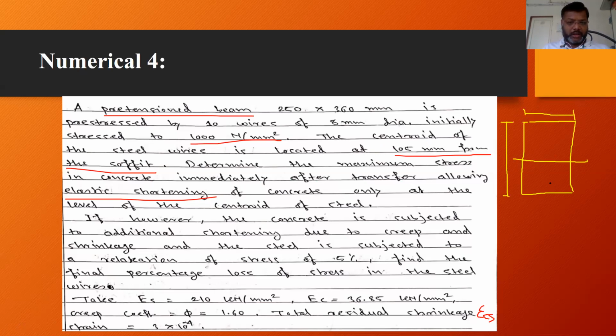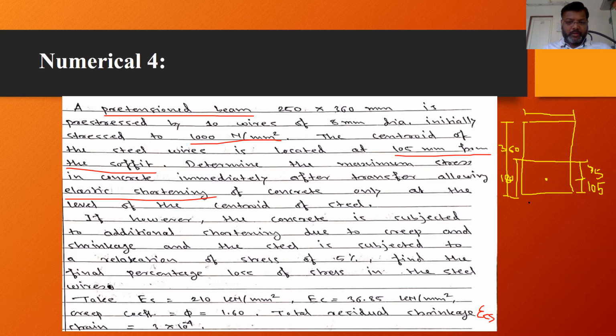So they have given that the center of the tendon is located at 105 from the bottom. So this distance is given as 105, and now we have to find out the eccentricity e. That eccentricity e will be equal to 360 divided by 2, that is 180. 180 minus 105, so 75 mm will be the eccentricity. Okay, so that eccentricity we have calculated.